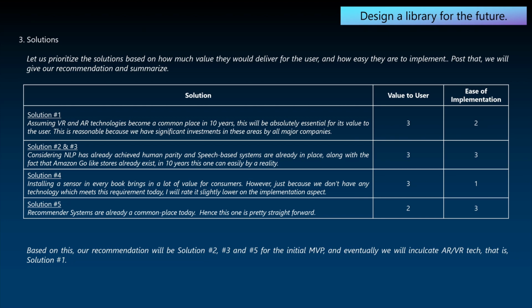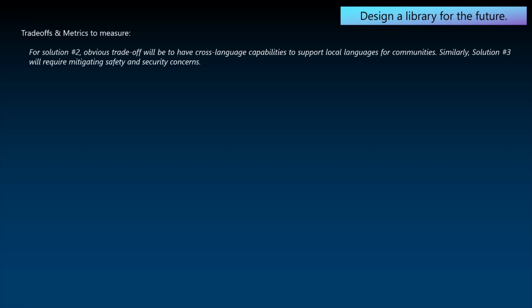Now after you have selected a few solutions, it's always a good idea to talk about trade-offs and metrics that you will measure for understanding your solution's success. So for solution 2, the obvious trade-off will be to have cross-language capabilities to support local languages for communities. That's one. Similarly, for solution number 3, it will require mitigating the safety and security concerns that are out there.